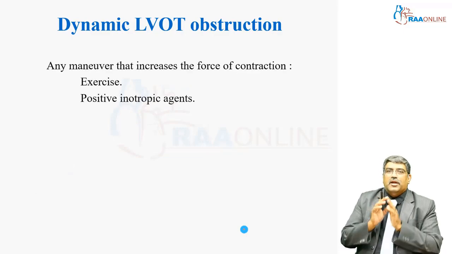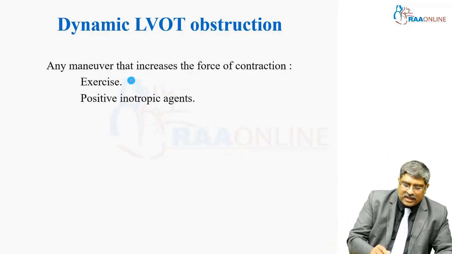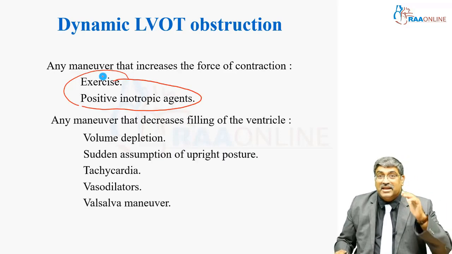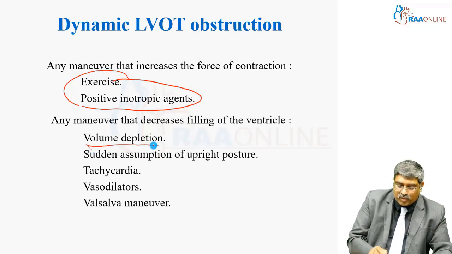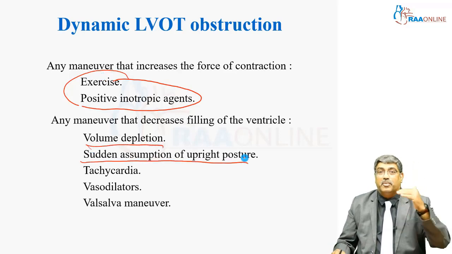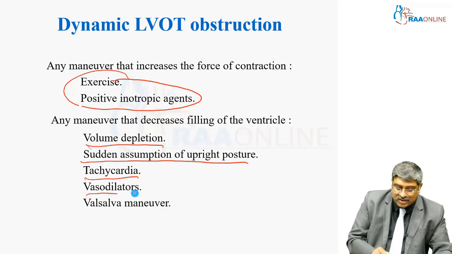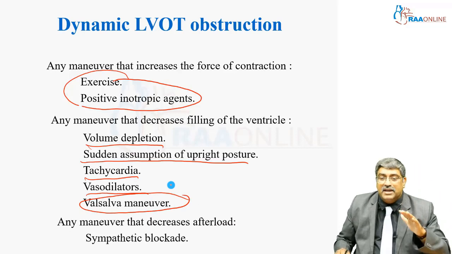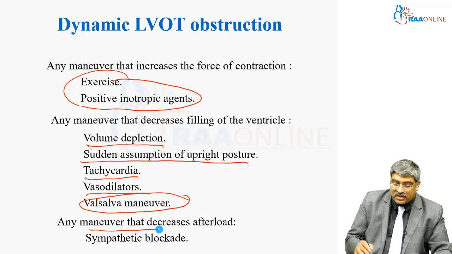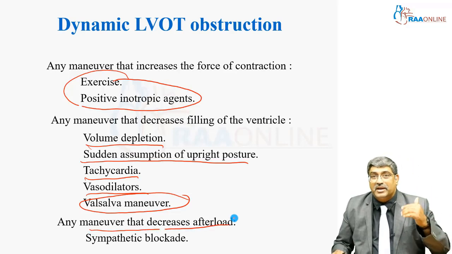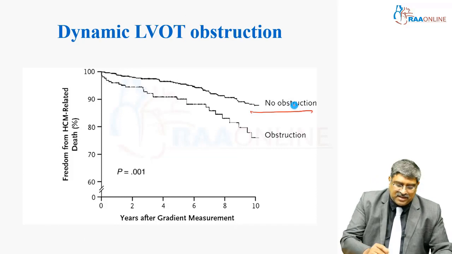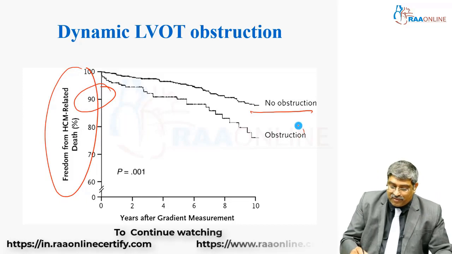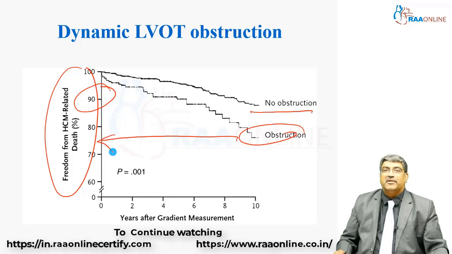In a nutshell, any maneuver which increases the force of contraction, like exercise and positive inotropic agents, increases the obstruction. Anything that decreases the filling of the left ventricle, such as hypovolemia, sudden assumption of an upright position from sitting, tachycardia, vasodilators, or the Valsalva maneuver, also increases it. Another important thing which will increase your obstruction is any maneuver that decreases your afterload, like sympathetic blockade. When no obstruction is there, freedom from HOCM-related death is around 90%. But if obstruction is there, this is reduced to around 75%.